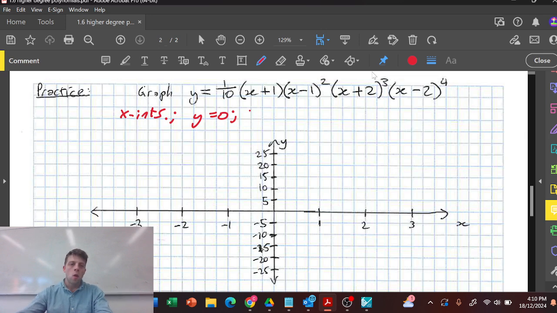So how could that happen? Well, x could be equal to negative 1, then we have negative 1 plus 1, which is 0. X could be equal to positive 1, then we have 1 minus 1, 0. We could have x equal to negative 2, then we have negative 2 plus 2, 0. Or x could be equal to 2, and then we have 2 minus 2, 0. Okay, so we found our x-intercepts. Let's locate them on the Cartesian plane. So we have 1 here, we have 2, we have negative 2, and we have negative 1. All right, there they are.